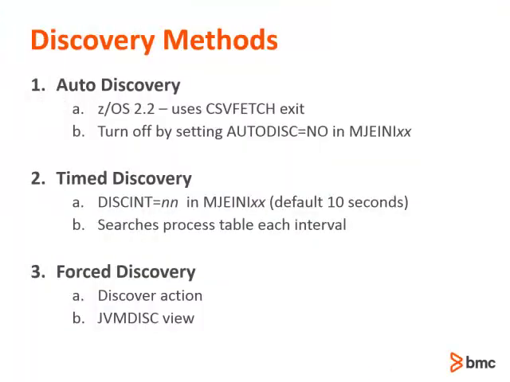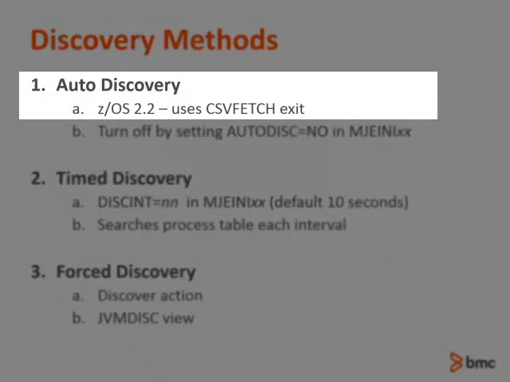There are three types of discovery methods. If you're running z/OS 2.2, auto discovery is the default method. Auto discovery is the most effective method for discovering JVMs on your system. However, auto discovery is the default method only if the CSV fetch exit is enabled. If the CSV fetch exit is disabled, the default is to set the time discovery method. The auto discovery method will discover all JVMs and threads that are active while MVJE is active.